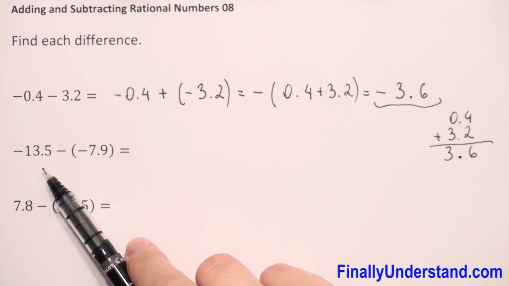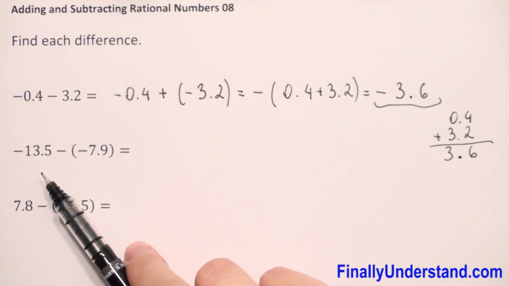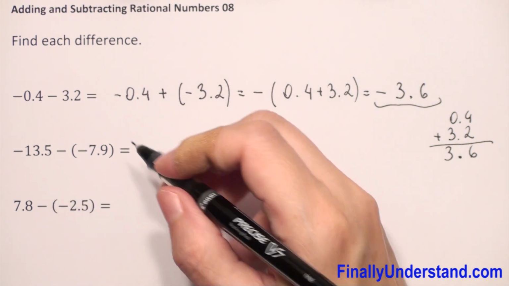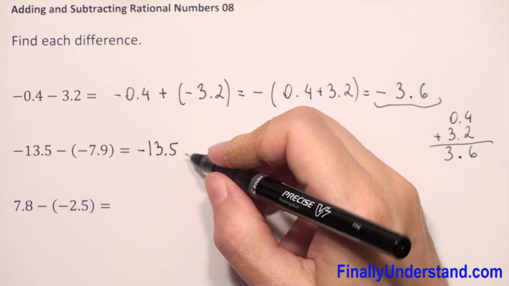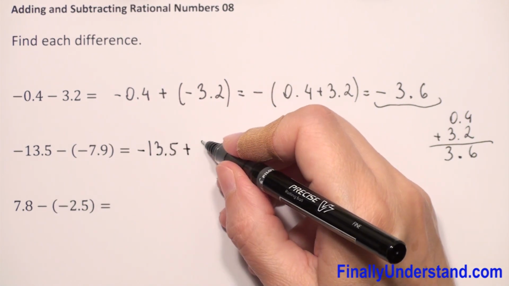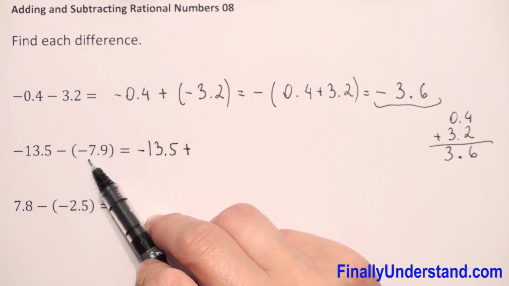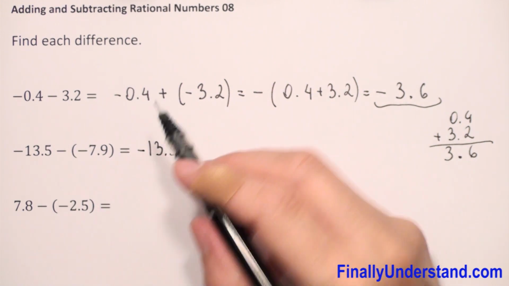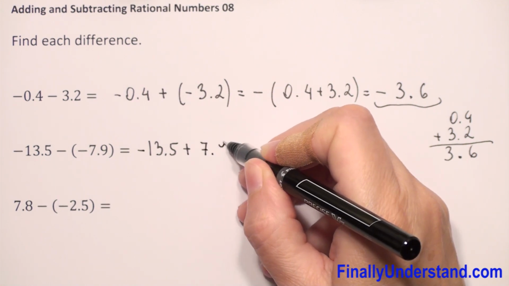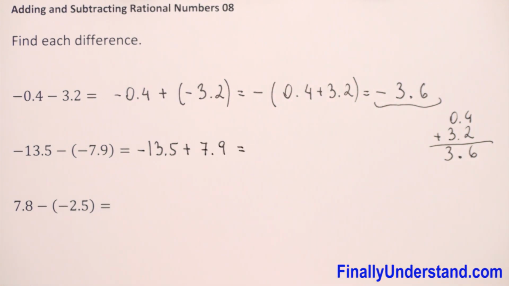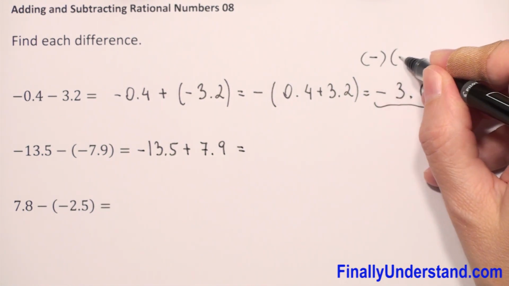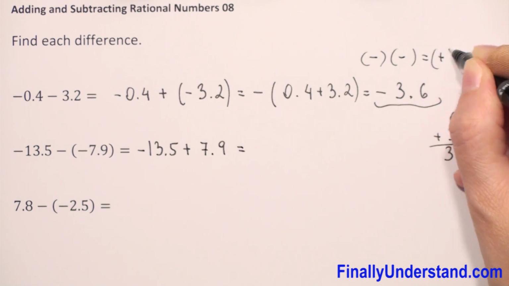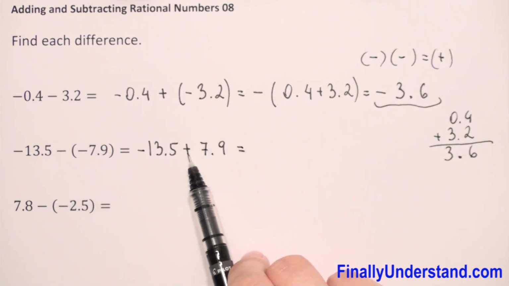So how do we do subtraction of rational numbers? The same as subtracting integers. So we copy the first number and change subtraction to addition, and we add the opposite number. Opposite to negative 7.9 is 7.9. So this is equal, or you can memorize that negative and negative always give you positive. So we have negative and negative is positive.